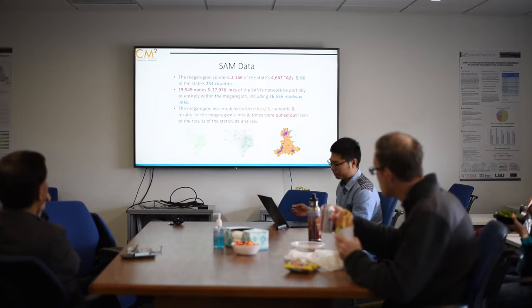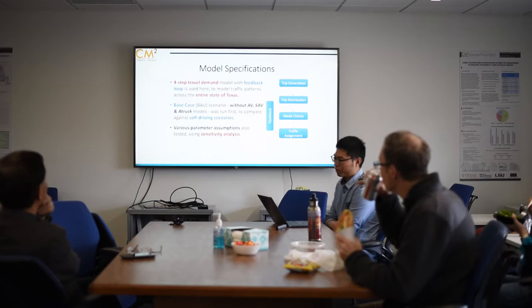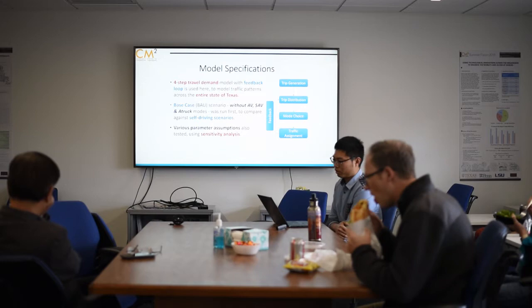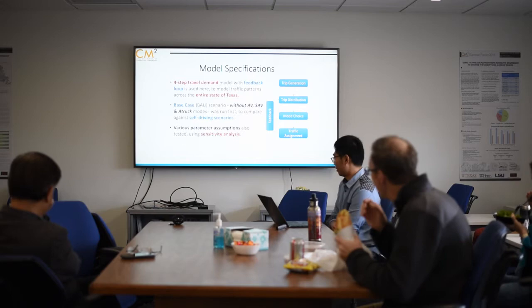We used a four-step travel demand model with a feedback loop. It's a traditional travel demand model. We built a base case without autonomous vehicles, shared autonomous vehicles, and autonomous trucks, and then we added them in to compare against the base case.